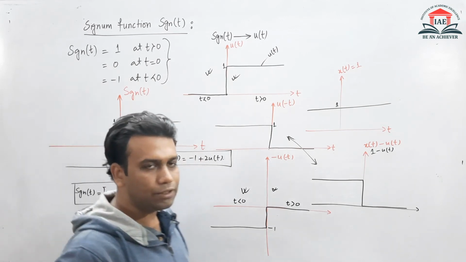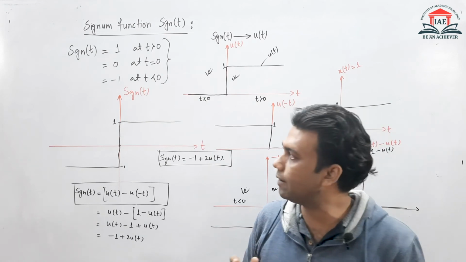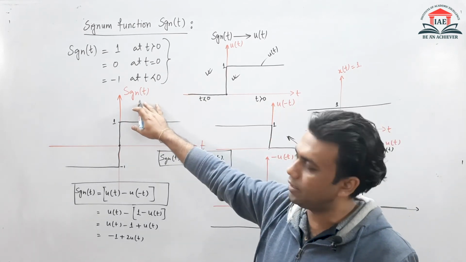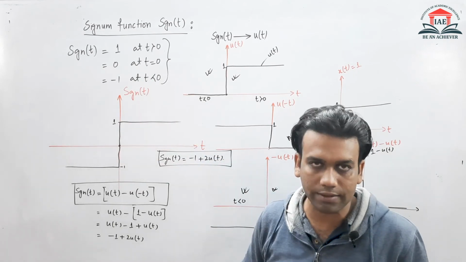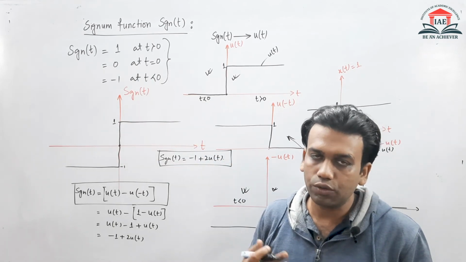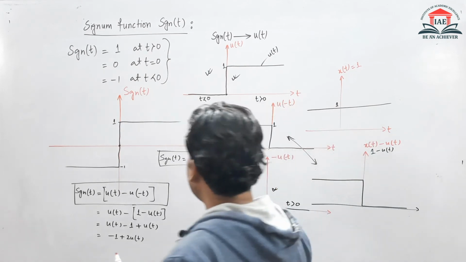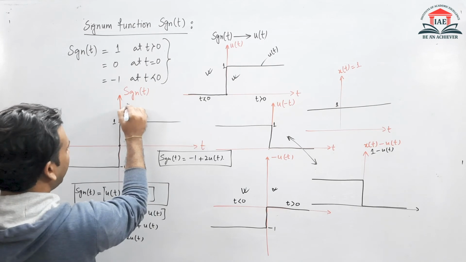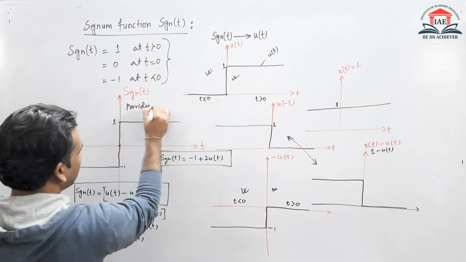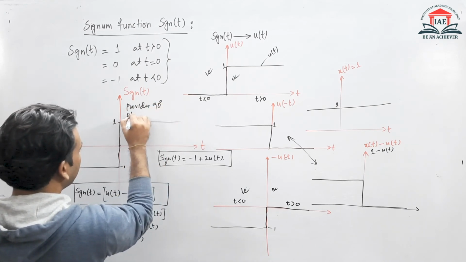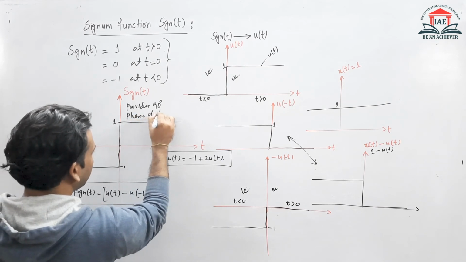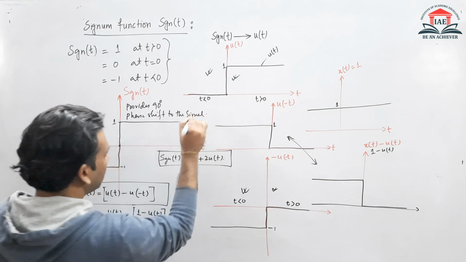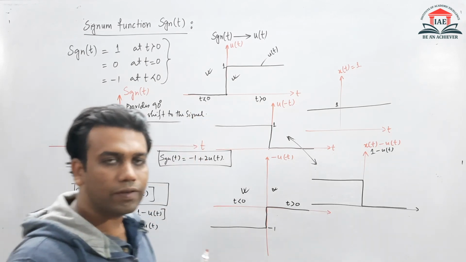Another thing is that this signum function you have, what is the main work of the signum function? Actually this signum function provides a 90-degree phase shift to the signal. So what we can write is that this signum function provides a 90-degree phase shift to the signal. So this is the main importance of a signum function.